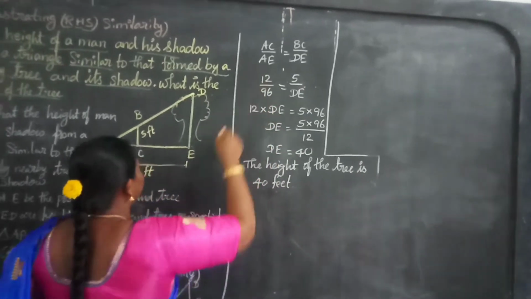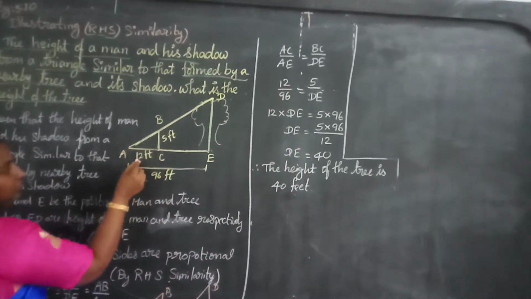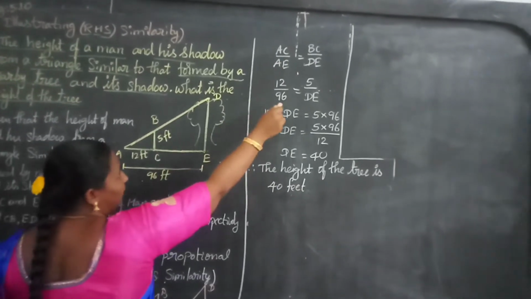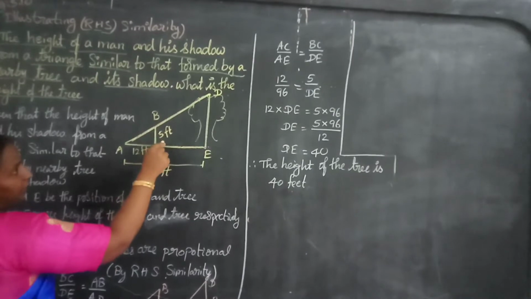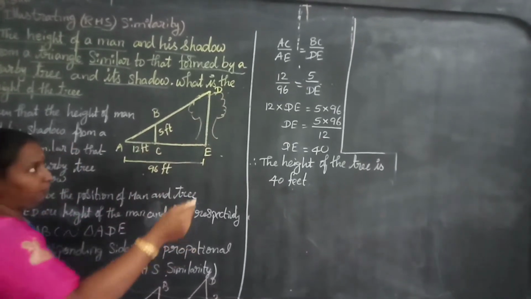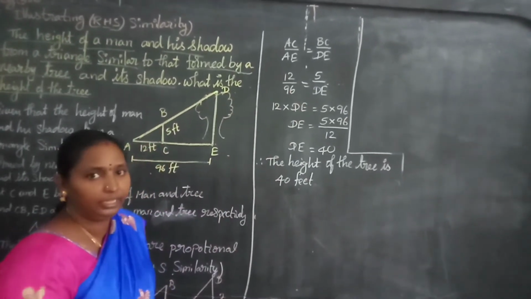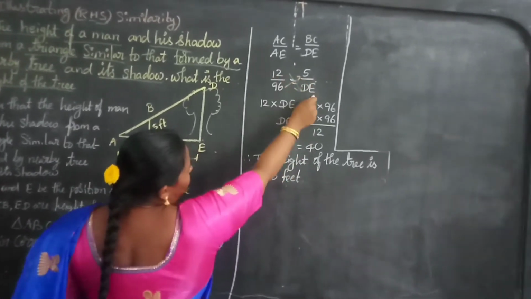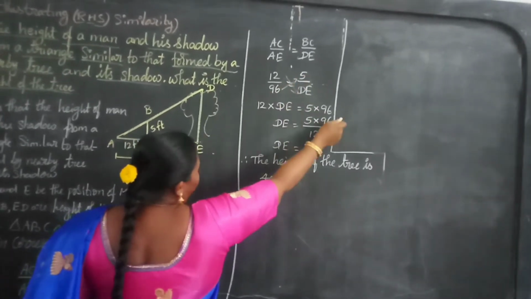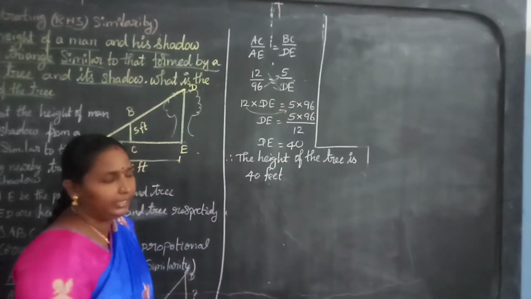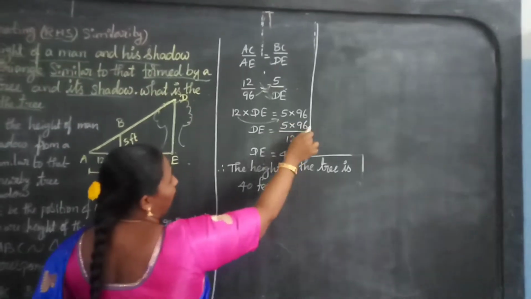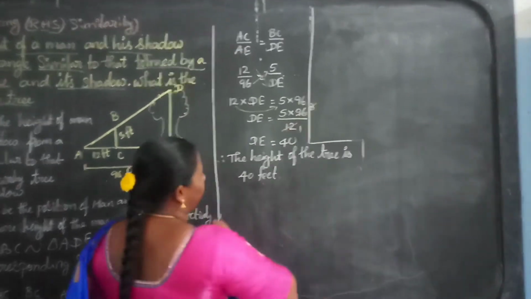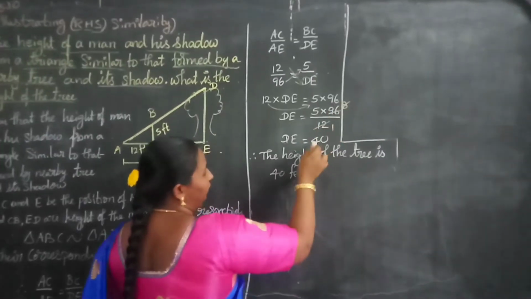Now substitute. What is AC in this figure? AC is 12 feet. So 12 by AE, which is 96, equal to BC, which is 5, by DE. DE we don't know, we are going to find it, so write it as it is. Cross multiply: 12 into DE equal to 5 into 96. Send the 12 to the right-hand side. We get DE equal to 5 into 96 divided by 12. Cancel: 12 ones are 12, 12 eights are 96. So DE equal to 5 into 8, we get 40.